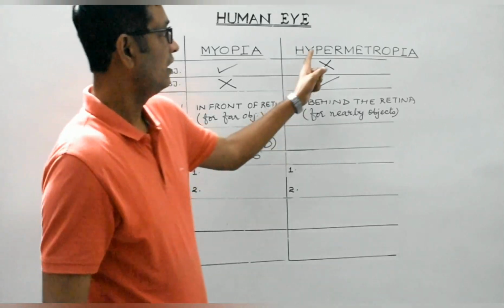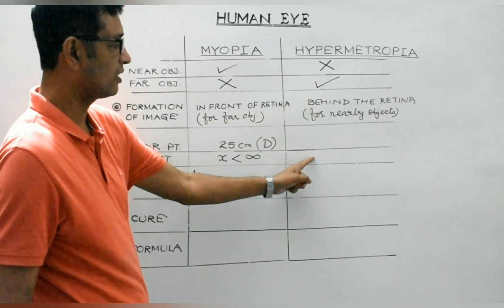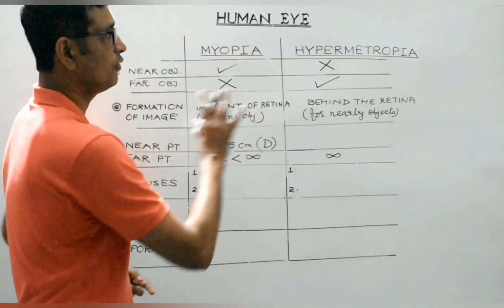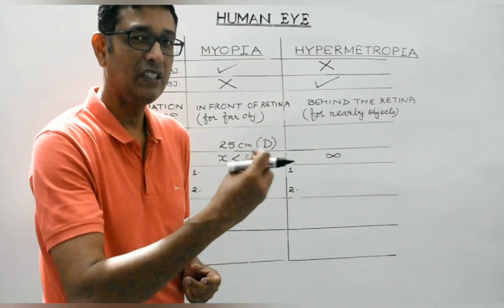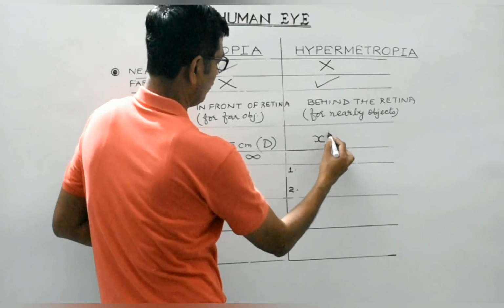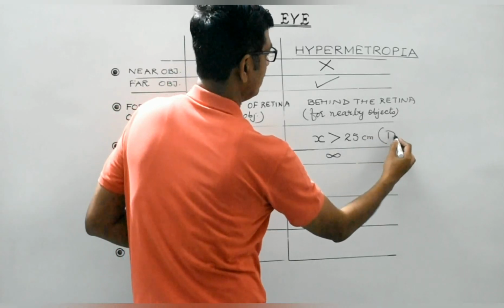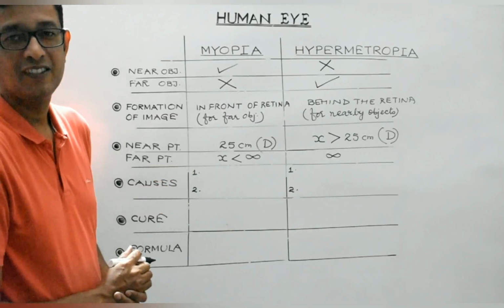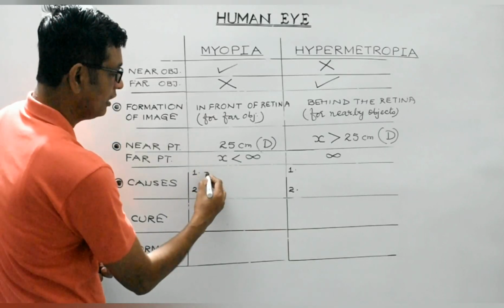Right, students? In the case of hypermetropia, he is able to see the far away object clearly. So his far point will remain at infinity. Far point of hypermetropic eye would be infinity. But since the hypermetropic eye is unable to see clearly the nearby objects, therefore here the near point of the hypermetropic eye would be greater than 25 centimeter or capital D. Clear, students? Okay. Causes. In the case of myopia, as I have told you, the eyeball elongates.